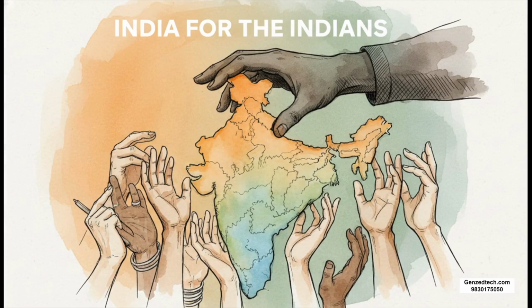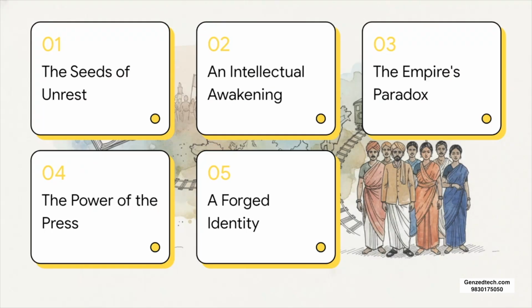Well, it all started with an idea. A really simple but incredibly powerful and revolutionary idea. A new kind of consciousness began to bubble up, and it was centered on this one thought: that the land of India belonged to the people of India, not to anyone else. So, how did this all come about? We're going to break it down.